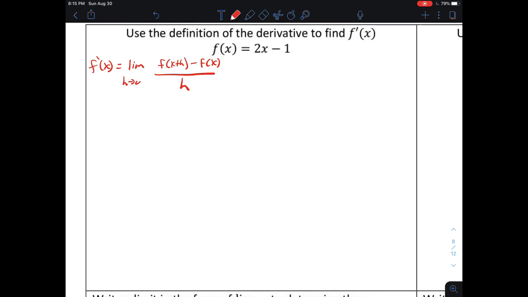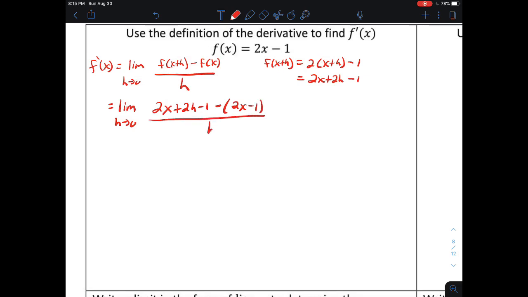So I already have f of x plus h is going to equal 2 times x plus h minus 1. And I can go ahead and expand that, and it'd be 2x plus 2h minus 1, and put that back into my limit. So the limit as h approaches 0 of 2x plus 2h minus 1 minus f of x. And I got to put the whole f function in parentheses so I get my signs correct. And then we simplify.